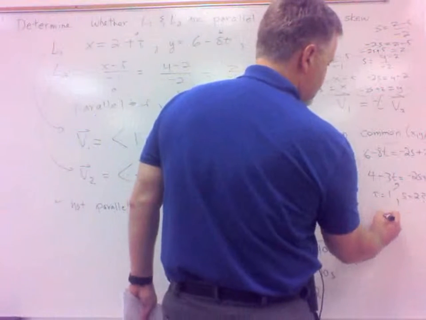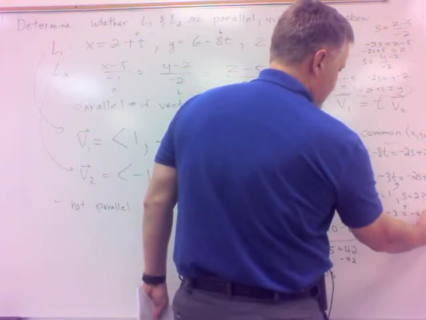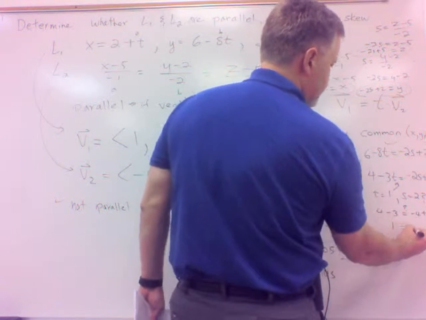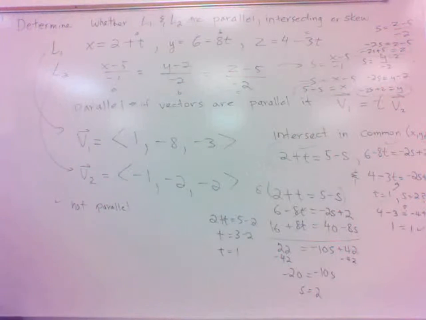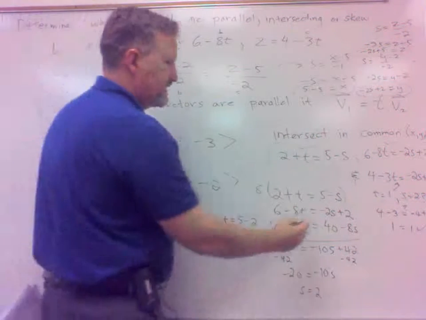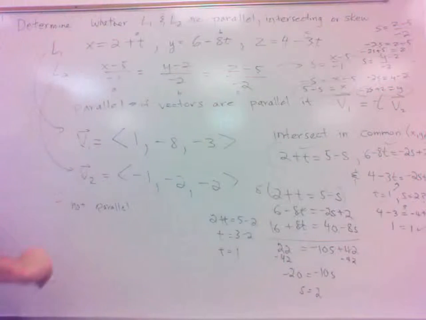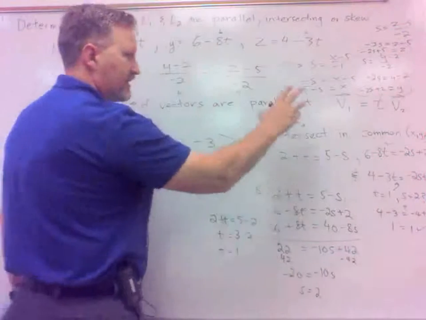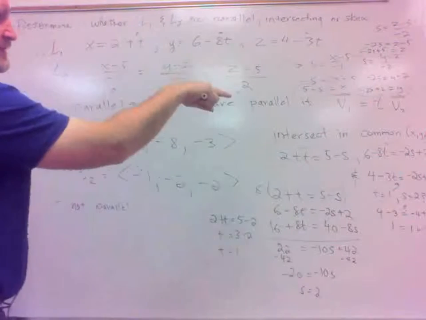So it'd be 4 minus 3. Does that indeed equal negative 4 plus 5? 1 equals 1. So that works in all three. So there is a T and an S that works in all three. Now, what that means is these do intersect, since I've got a common S and T value that works in all three, there's a common x, y, z.